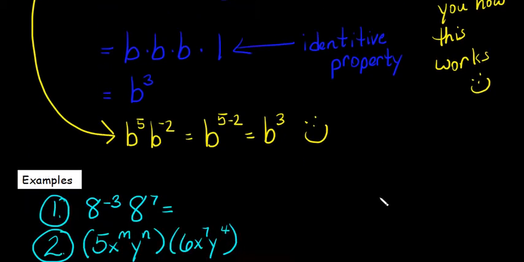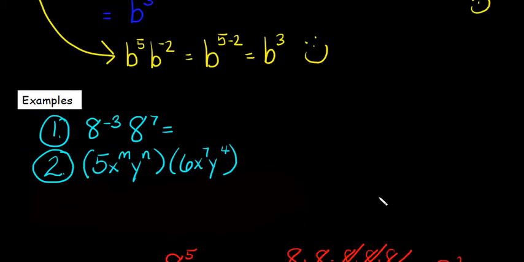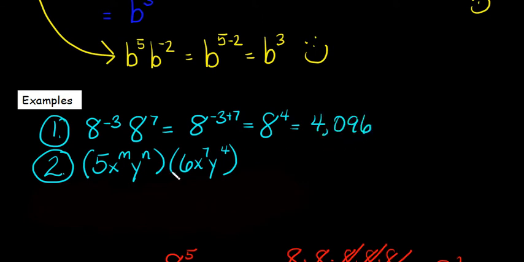So let's do an example. All right, let me get my favorite color ink. Yes, this pretty blue is my favorite color. So when we do this example, we know we can just add them together. This turns out being 8 to the negative 3 plus 7, which is 8 to the fourth. And if we work that out, it is 4,096.